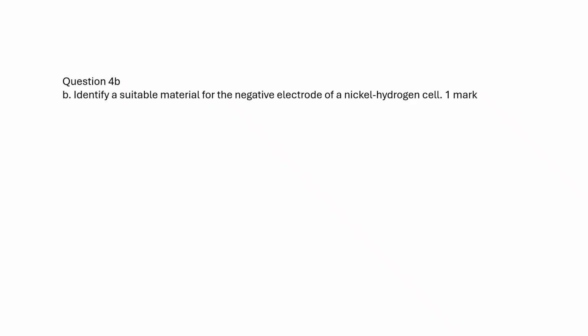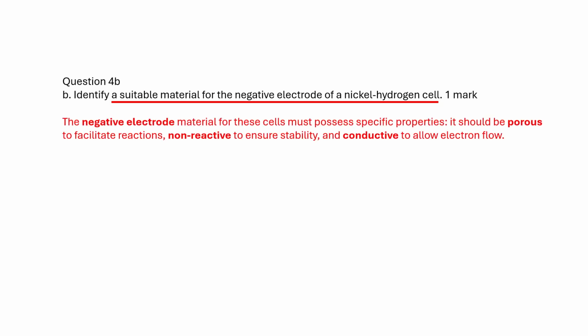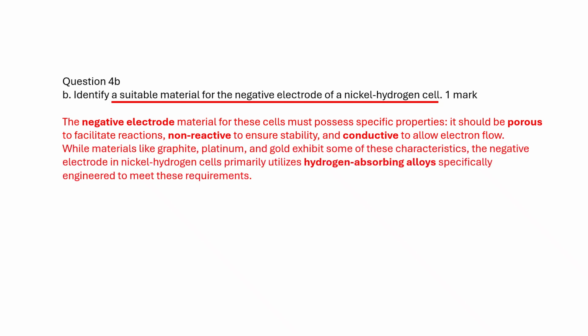Nickel-hydrogen cells are rechargeable. The negative electrode material for these cells must possess specific properties. It should be porous to facilitate reactions, non-reactive to ensure stability, and conductive to allow electron flow. While materials like graphite, platinum, and gold exhibit some of these characteristics, the negative electrode in nickel-hydrogen cells primarily utilizes hydrogen-absorbing alloys specifically engineered to meet these requirements.